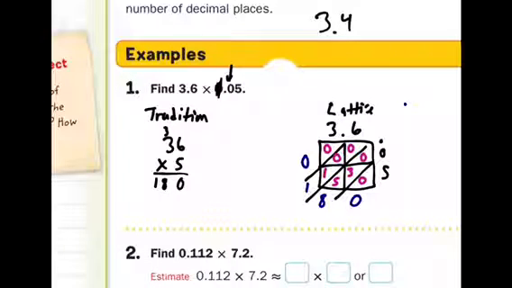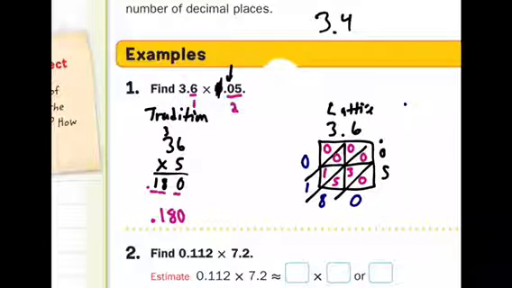But now watch the different ways to get your decimal point. So I'm going to start in the traditional one. So you count the decimal digits. There are 2 in this number. See them there, the 0 and the 5. There's 2 decimal digits and 1 in this number. So together that's 3. So your answer needs to have 3 decimal digits. 1, 2, 3. So your answer is going to be 0.180.